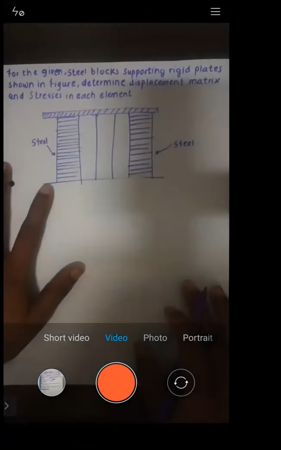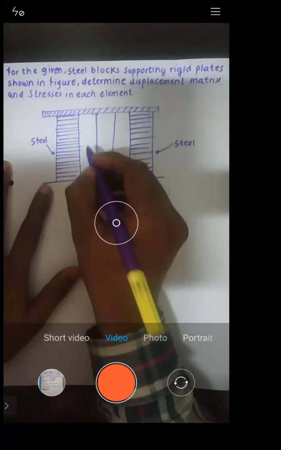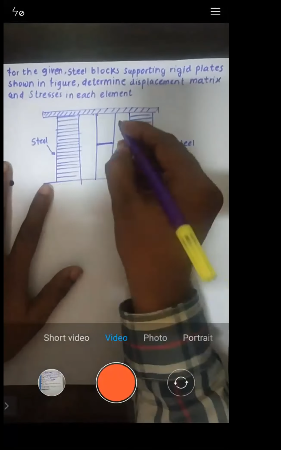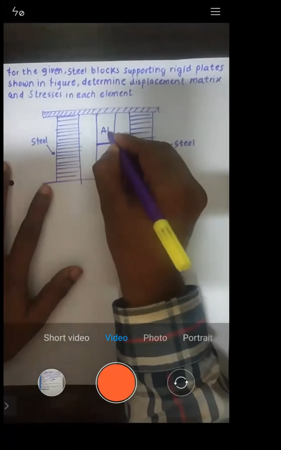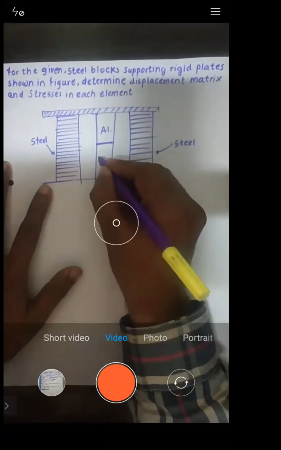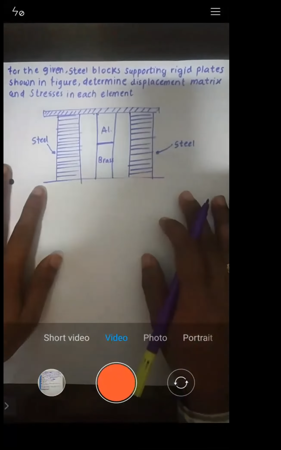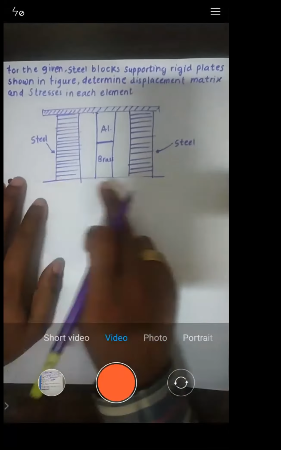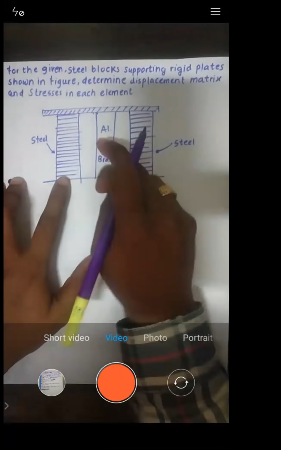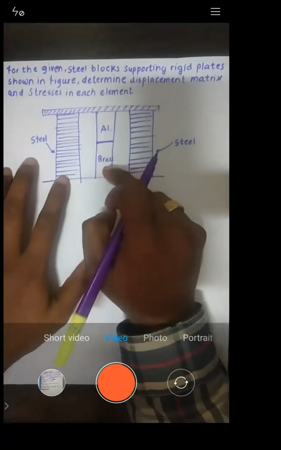And you have two blocks in between. So I will draw these two blocks. See, this upper block, it is of aluminium, and this lower block, it is of brass. These two blocks are of steel, and in between, two blocks are of aluminium and brass, right?